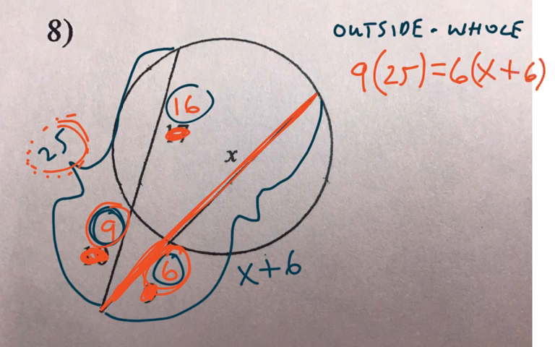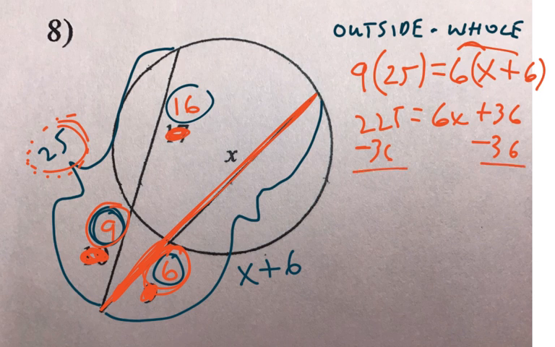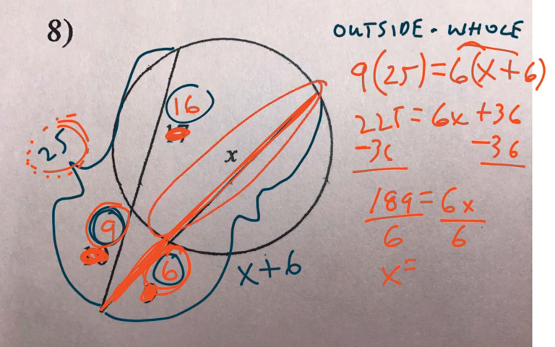And now I can solve this. I can do 9 times 25, 225. That's got to equal, got to distribute here, right? 6x plus 36. And now I'm going to solve my equation. I'm going to minus 36. Minus 36. So I know that 189 will equal 6x. That means all I need to do now is divide by 6. So x, this segment from here to there, is 31.5 in length.